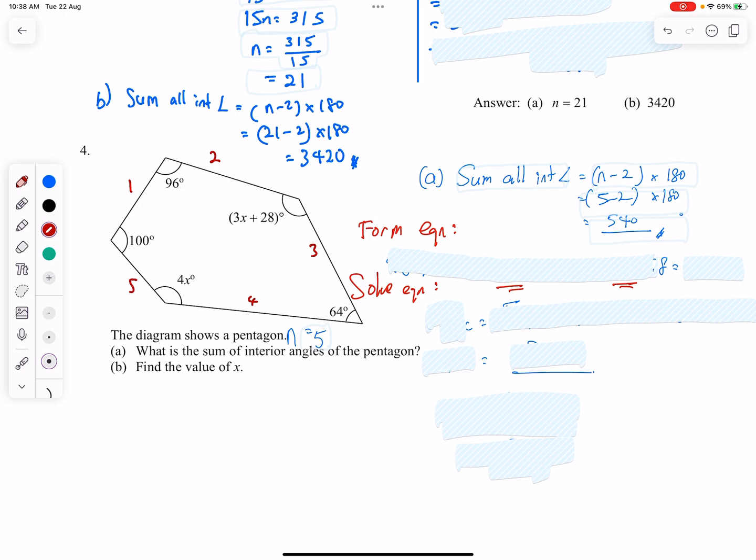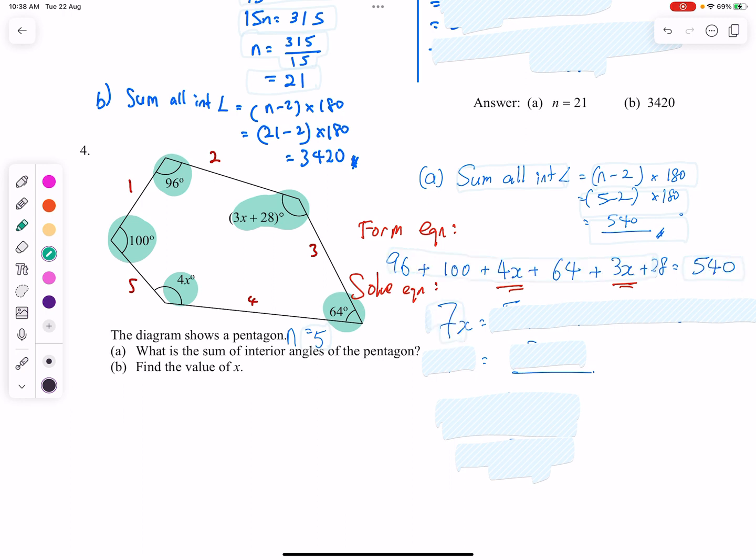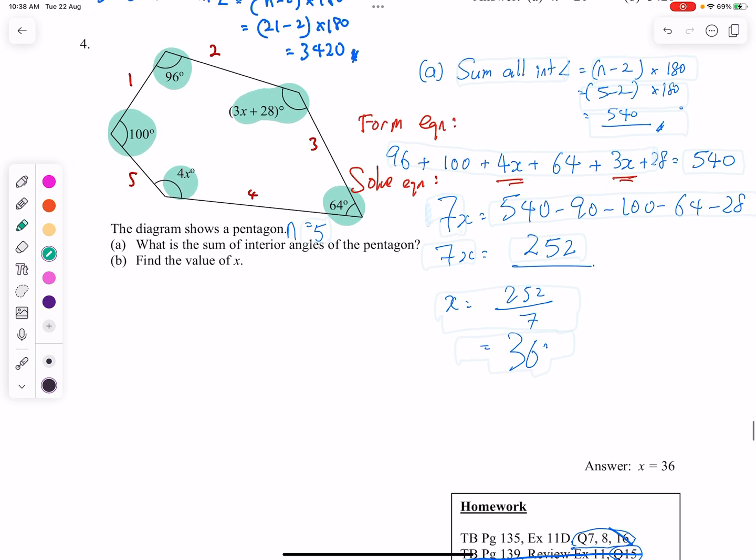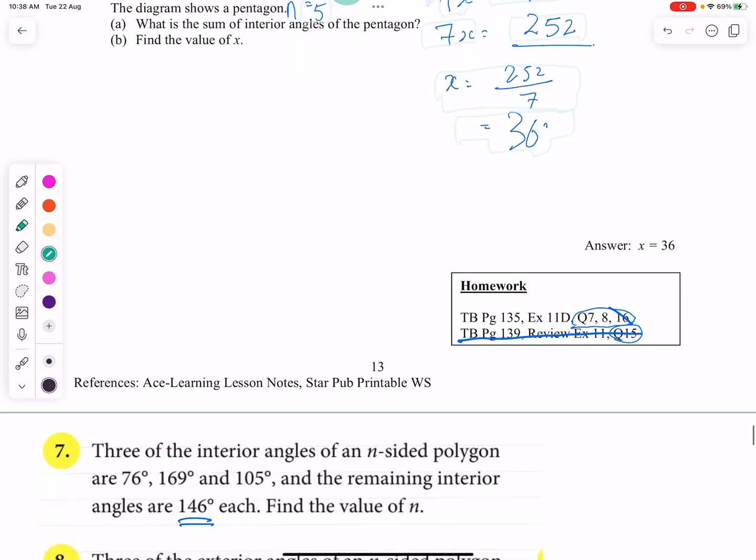Now find the value of x. I want to find the value of x. Then I look. It seems like they are asking me to add up all these angles together. And it's equal to 540, right? Which is the part A answer that I found. So adding this number together, 540, combining all the x, moving all the other numbers and subtracting on the other side, divide by 7, 36. Got it? Good? Okay, let's go.